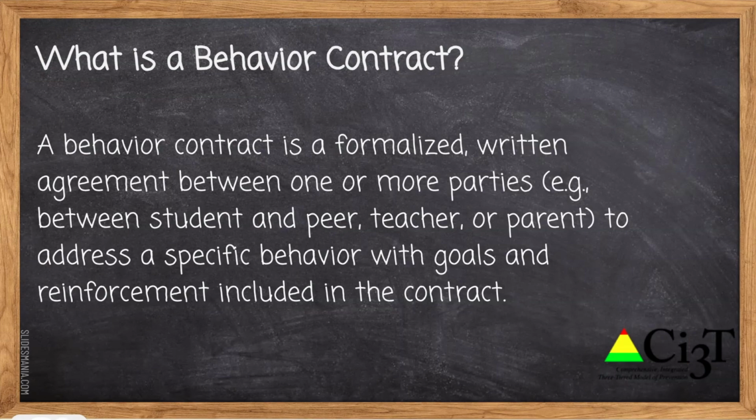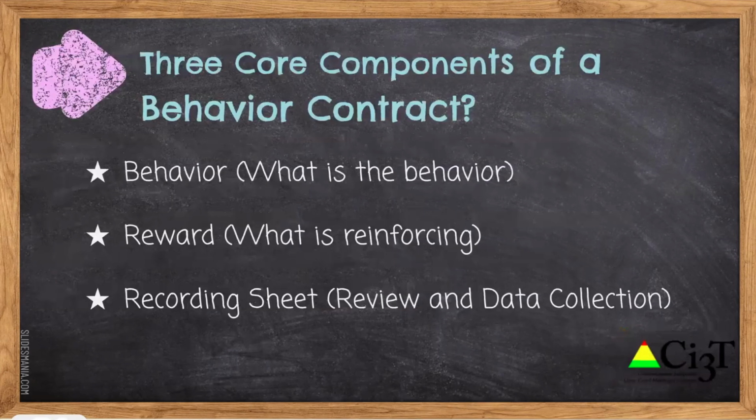Positive reinforcers are the things that they get, or things that they have access to as a result of completing their homework, or whatever the behavior is that you're wanting to address. So there are three core components of a behavior contract.